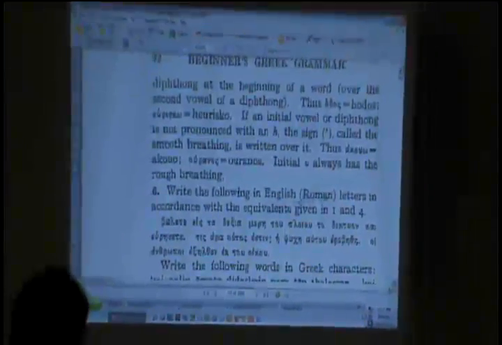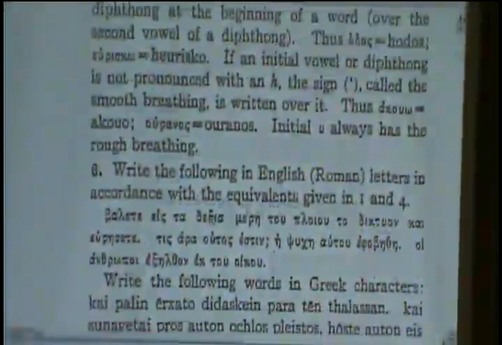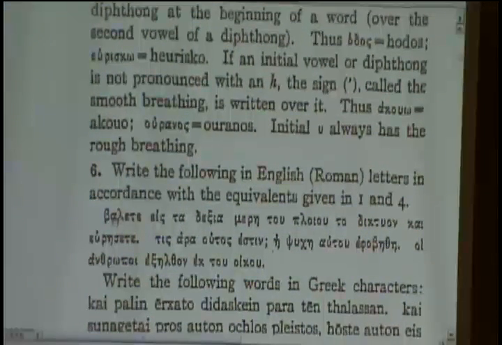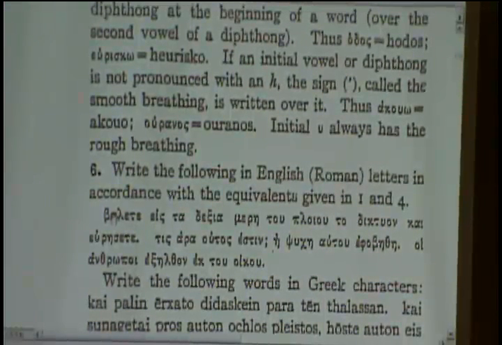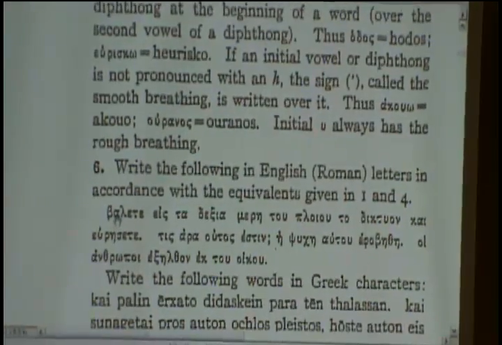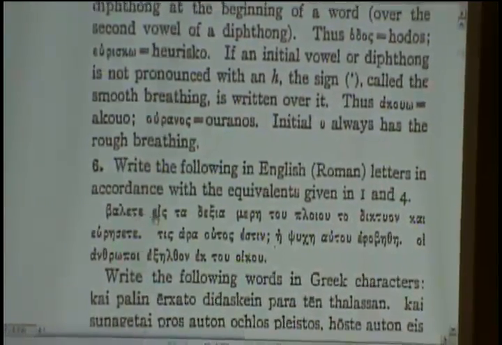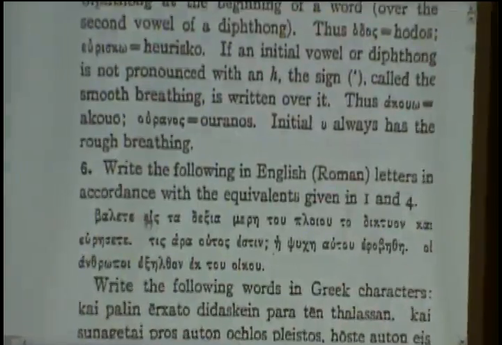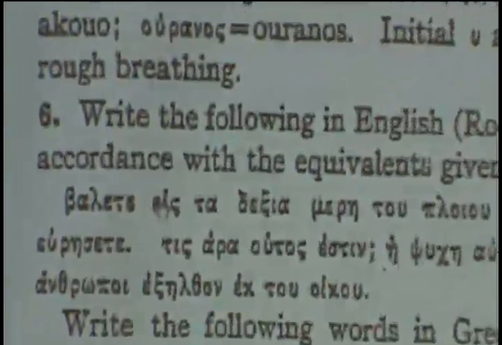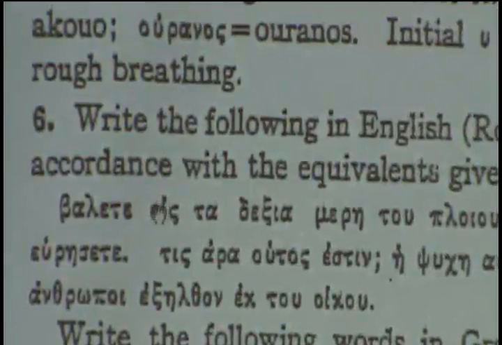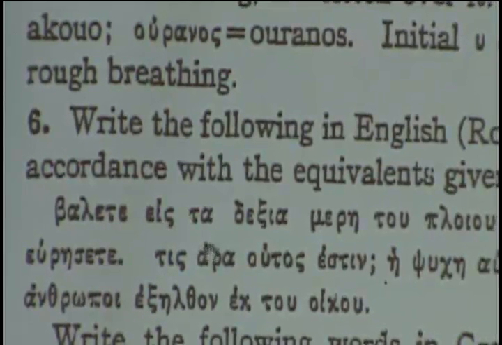All right. So, rough breathing, smooth breathing. Initial upsilon always has rough breathing. Now notice it says right in English, the accordance with equivalence is 1 and 4. Let's say this together. What's it? Balate. See that's I-F-F. And ace. See, EI is ace. Remember, that's a smooth breathing, see? That's to sort of to the right. Ace. And ta.